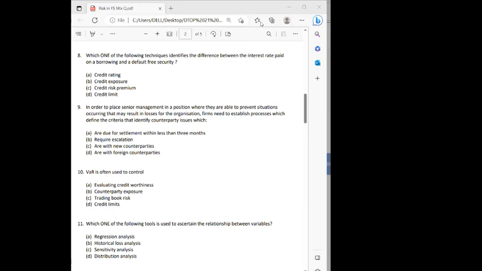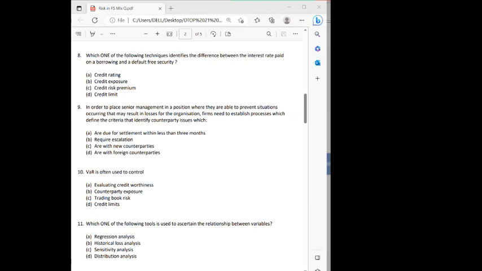Right, I've got 5 responses. Let's see. Which one of the following techniques identifies the difference between the interest rate paid on a borrowing and a default-free security? Right, credit rating, credit exposure, credit risk premium, credit limit. I think you should get it right. You can't go wrong. This is the risk premium.